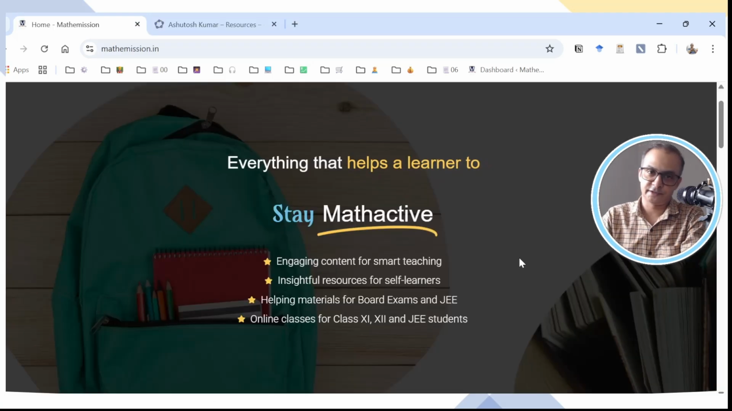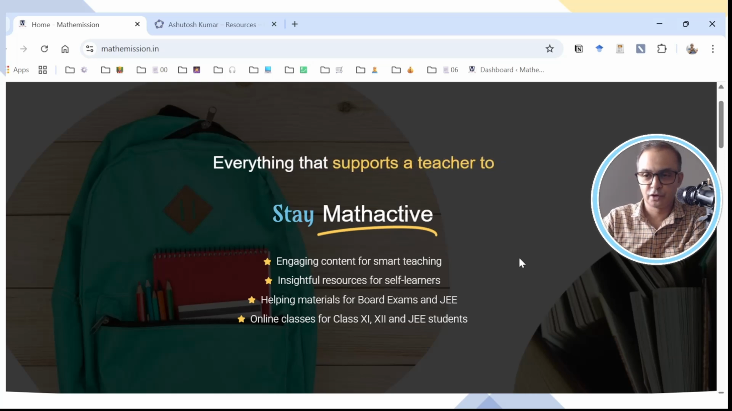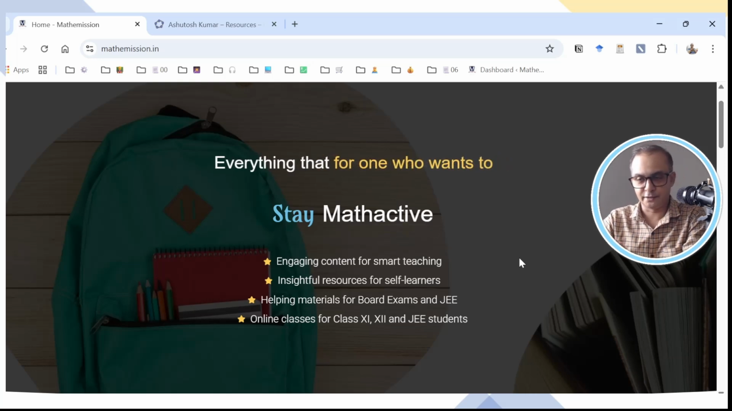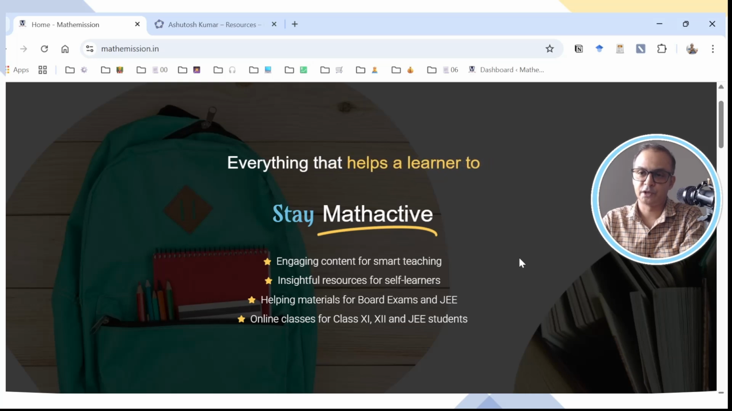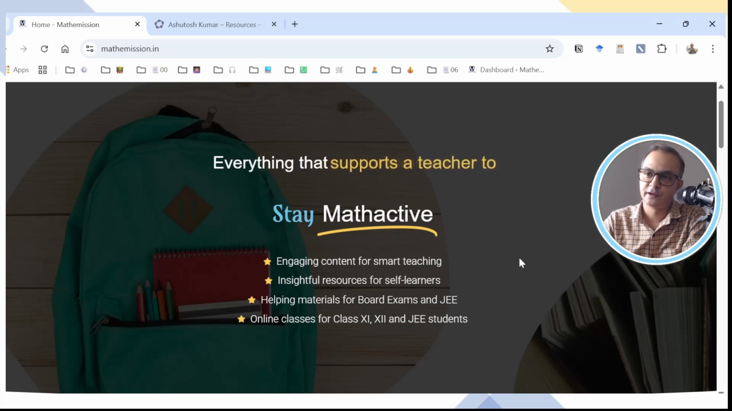So this is the website I wanted to walk you through, and I highly recommend using this website. You can download many things from there. If you are a self-learner, if you are a teacher, or just any student, you can use these assignments for free. It's not chargeable, for sure.